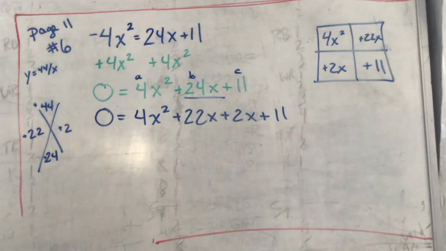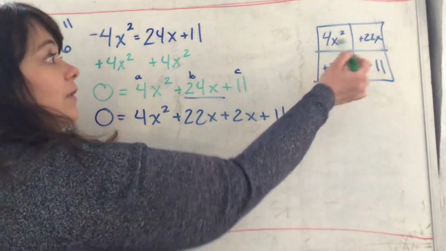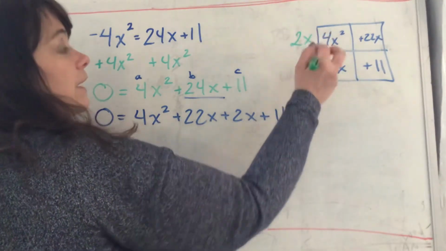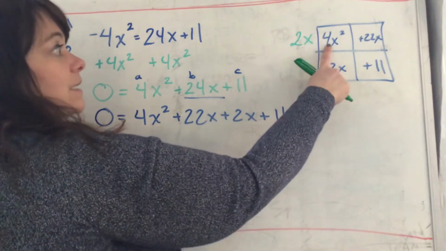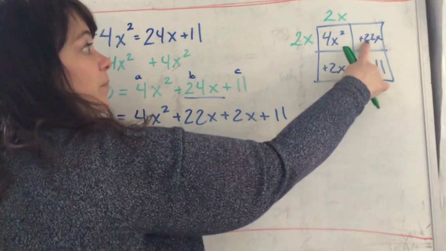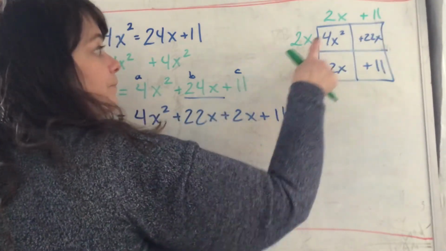And this is not the easy one where it's just an x squared in that first box. I have a 4x squared, so I have to think. Can I take a 4 out of all that? No, but I can take a 2x out. And if I take a 2x out there, that's going to leave a 2x on top. That's going to leave a plus 11 over there. I don't need the x because it's already taken out.